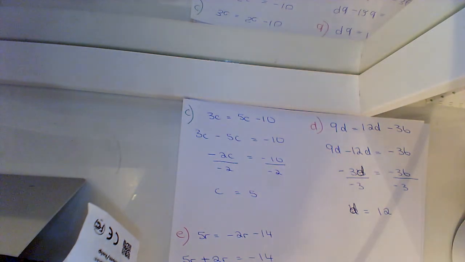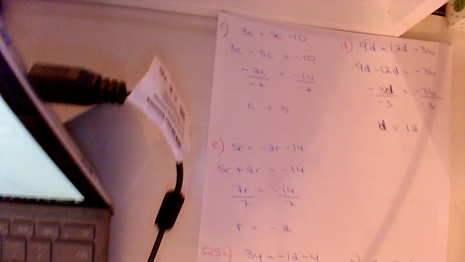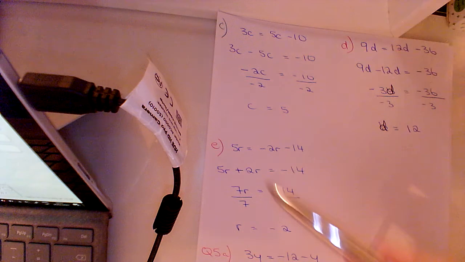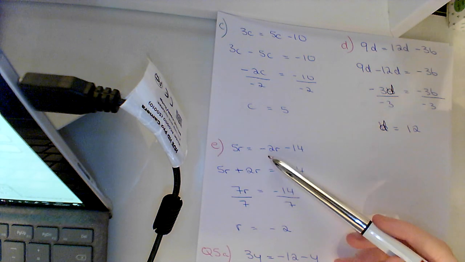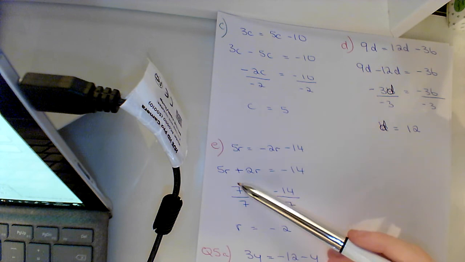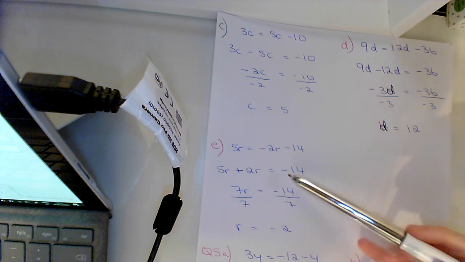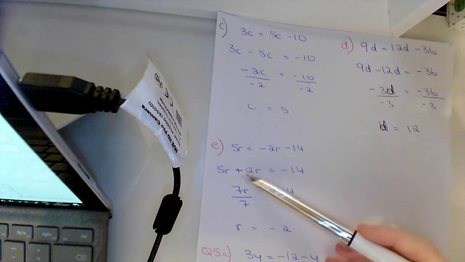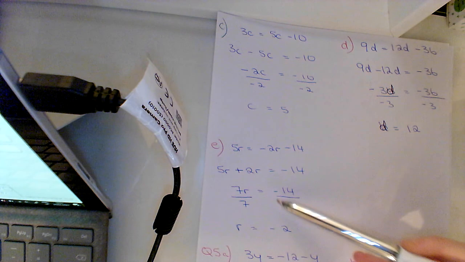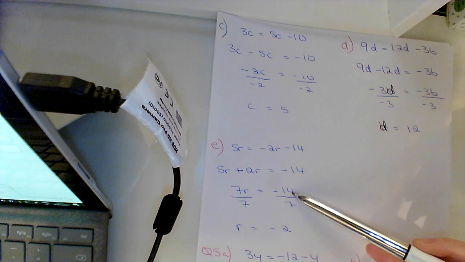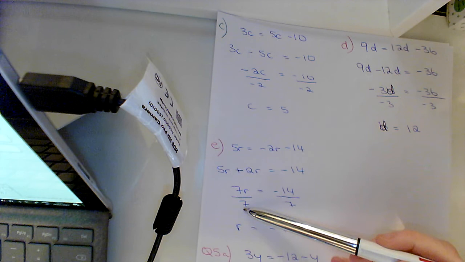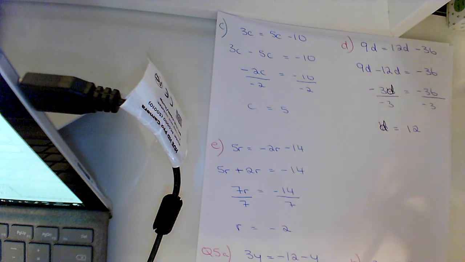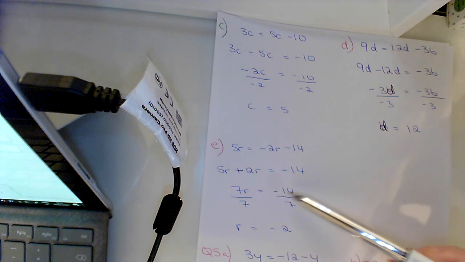So for e, I have 5r is equal to minus 2r minus 14. So 5r, bring over my minus 2r, it will become plus 2r is equal to minus 14. So 5 plus 2 will give me 7r is equal to minus 14. I want to find out what just 1r is equal to, so I'm going to divide across by 7, divide across by 7, and I will get r is equal to minus 14 divided by 7 will give me minus 2.